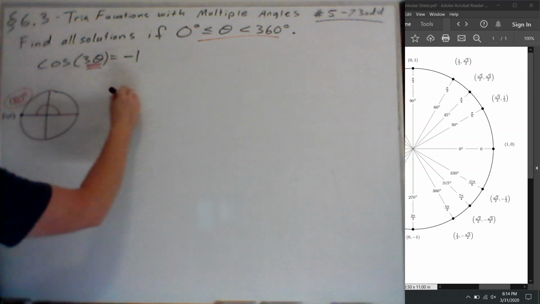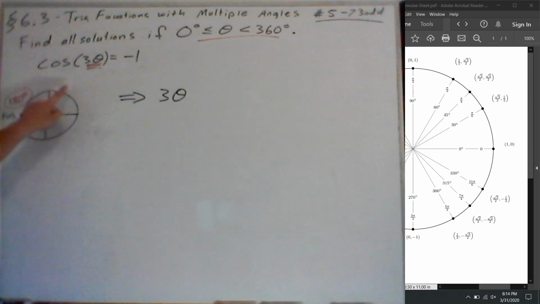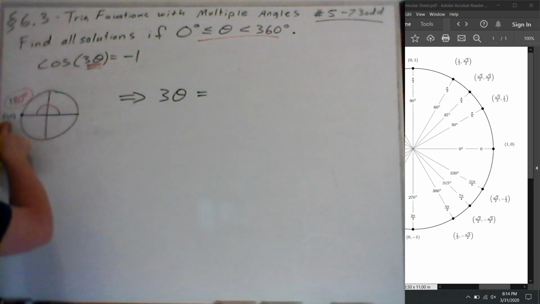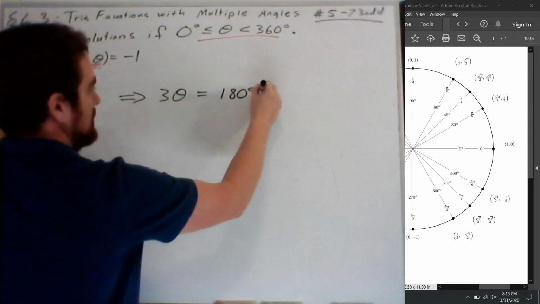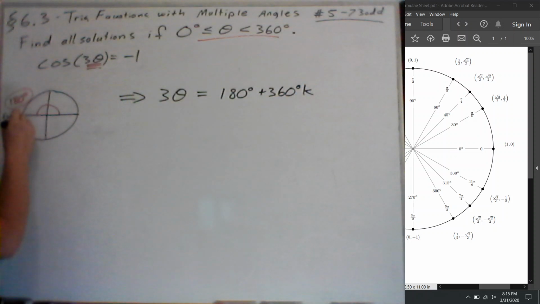So this tells me that 3 theta, not theta, if theta is 180, then I'm doing 180 times 3. But this oscillates 3 times as fast, so I need to pick up those extra solutions. So I'm going to say that 3 theta, this angle, will pick up the -1 when 3 theta is 180 degrees, plus the general form means I'll pick it up again if I go around the unit circle the whole trip again and again and again.